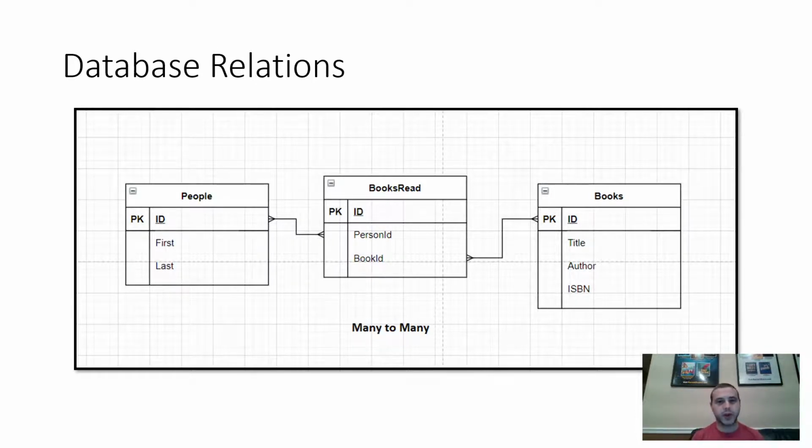And all these, by the way, have the primary key of ID in them. And then you have this books read table. It's called a linking table or a bridge table. What this does is it says that one person can have, let's say, a book titled A, another book titled B, another book titled C. One person can have books A, B, and C, right? And another person can also have books A, B, and C.